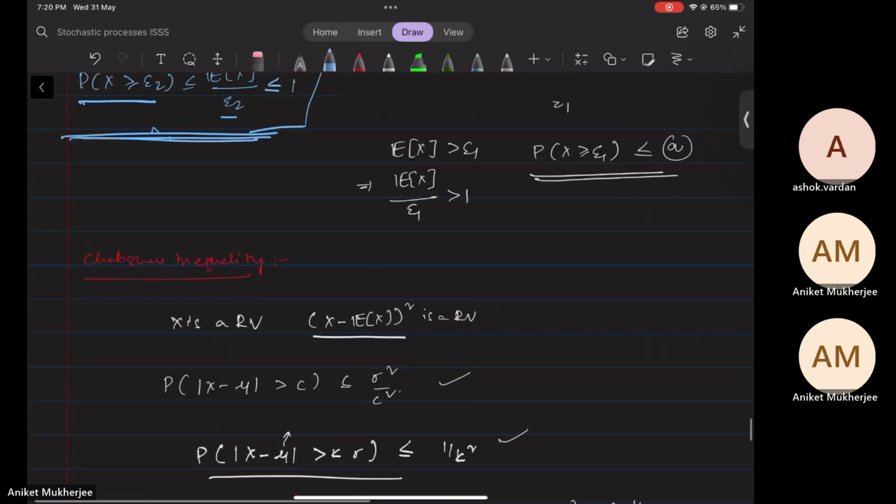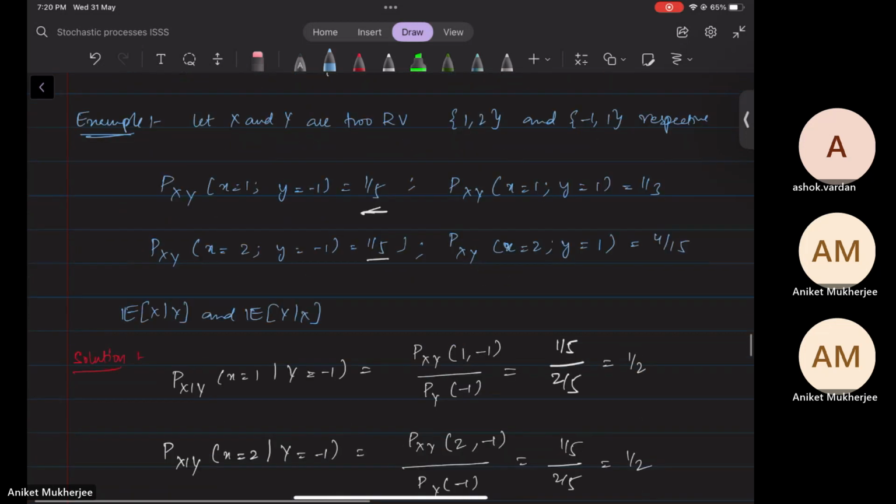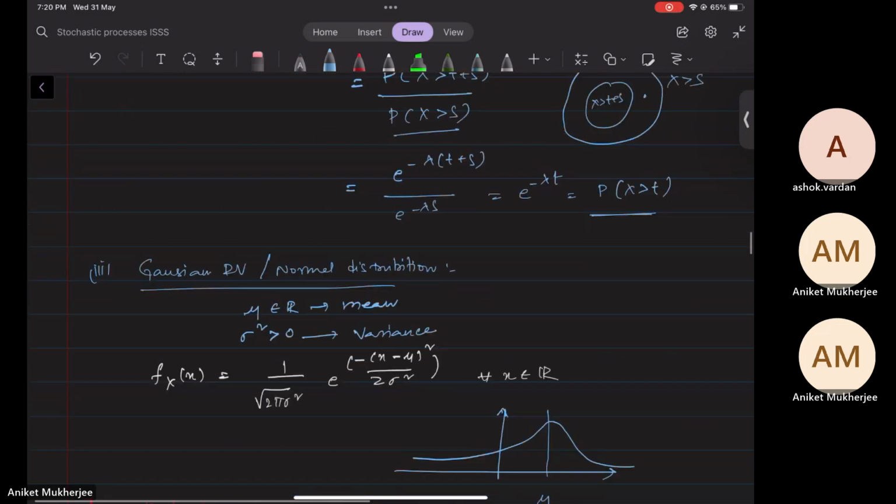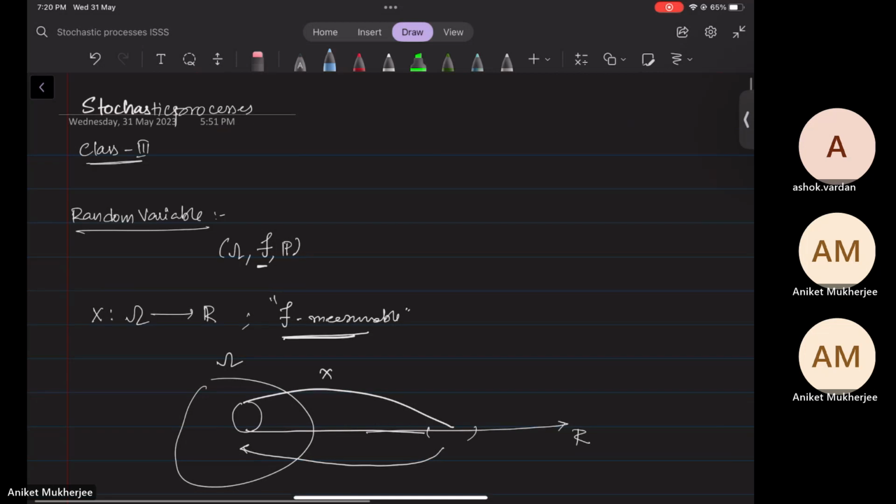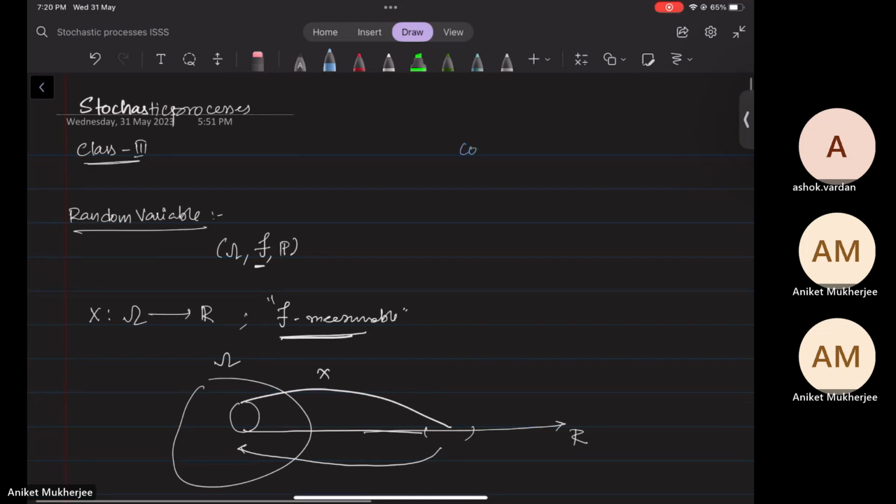So I'll stop the class today. Next class, I think I'll continue with the introduction, and we'll talk about convergence of random variables and limit theorems, central limit theorems. After that, we'll go into Poisson processes, then renewal processes, and then Markov chains.